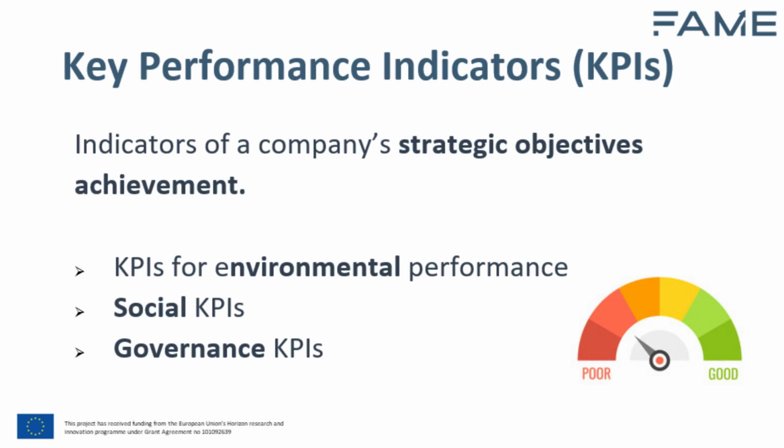KPIs are measurable values that indicate how well a company is achieving its strategic objectives. In the context of ESG assessment, KPIs can be used to track and measure performance on environmental, social, and governance issues. For example, KPIs for environmental performance might include greenhouse gas emissions, water usage, and waste generation. Social KPIs may include employee turnover, employee satisfaction, and customer satisfaction. Governance KPIs might include board diversity, executive compensation, and shareholder rights.